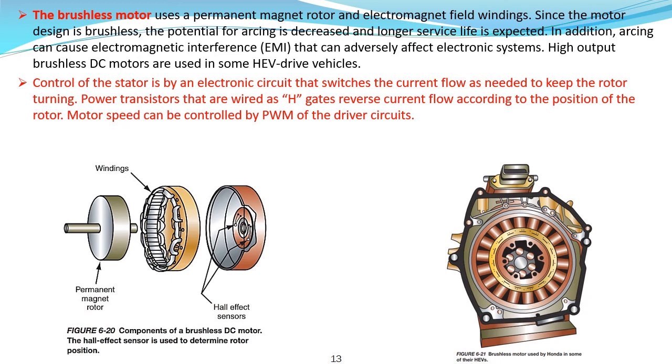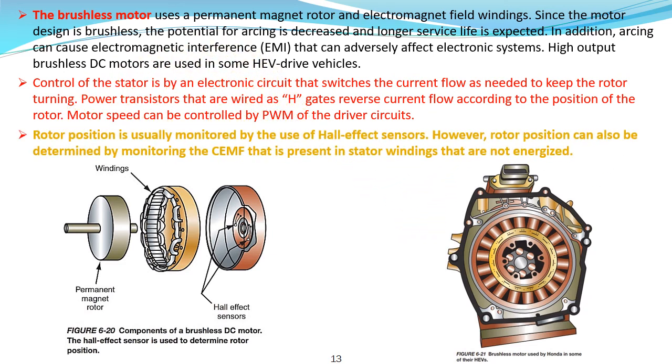Rotor speed can be controlled by the bandwidth module of the driver circuit, the bandwidth module BWR. Rotor position is usually monitored by the use of Hall effect sensors. This is a sensor used inside the outer housing of the brushless starter motor.